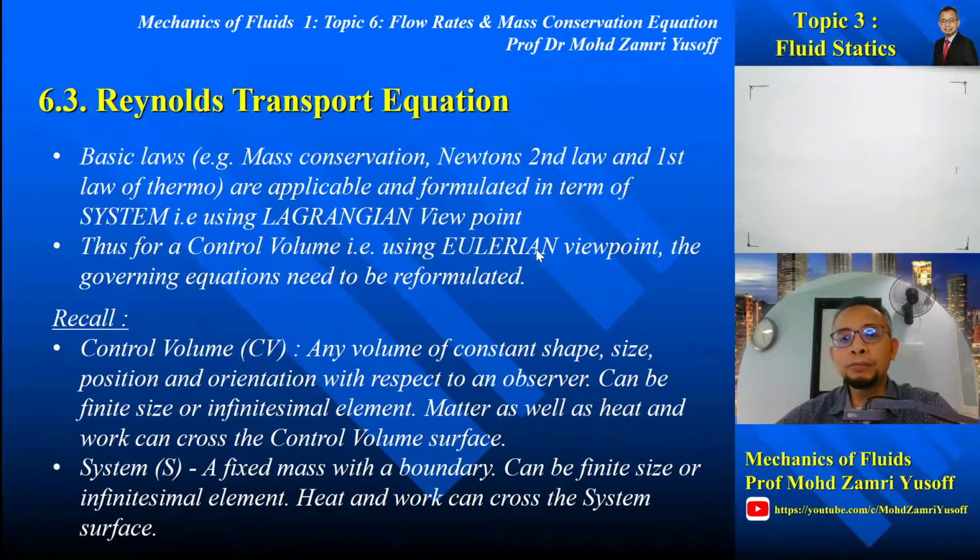So if you recall the definitions of control volume and systems, control volume is any volume of constant shape, size, positions, and orientation with respect to an observer. Control volume can be of finite size, or it can also be of infinitesimal size. For a control volume, matters as well as heat and work can cross the control volume surfaces. Whereas a system is a fixed mass with a boundary. It can also be of finite size or of infinitesimal size. For systems, heat and work can also cross the system surfaces, but mass or matters cannot cross the system's surfaces.